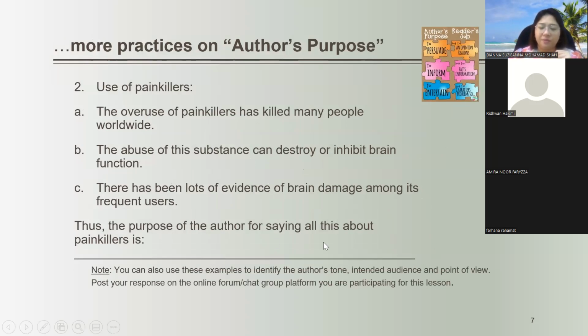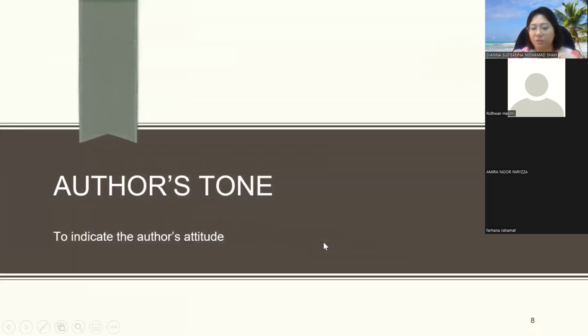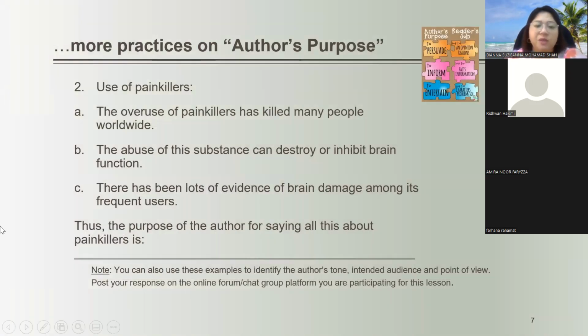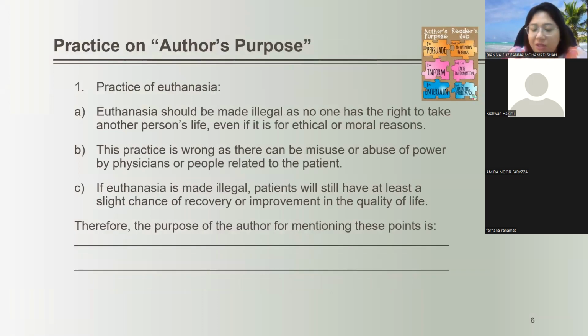Okay. Allahu Akbar. Okay, so thus the purpose of author for saying all of these painkillers is, you need to look at the, kenapa ni? Masya Allah.